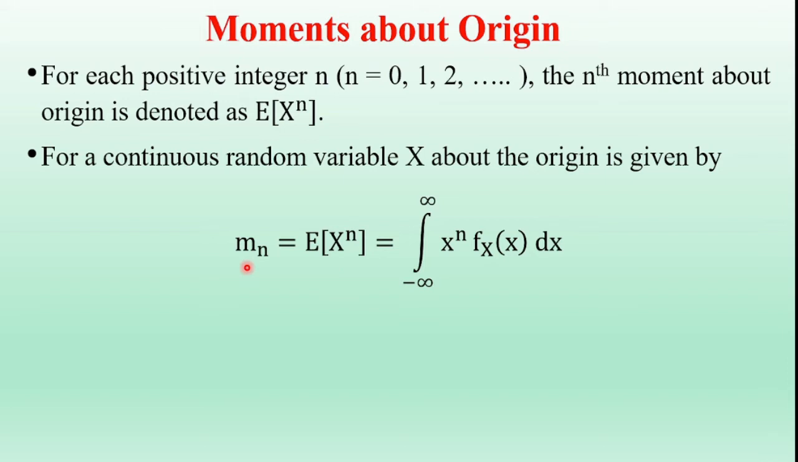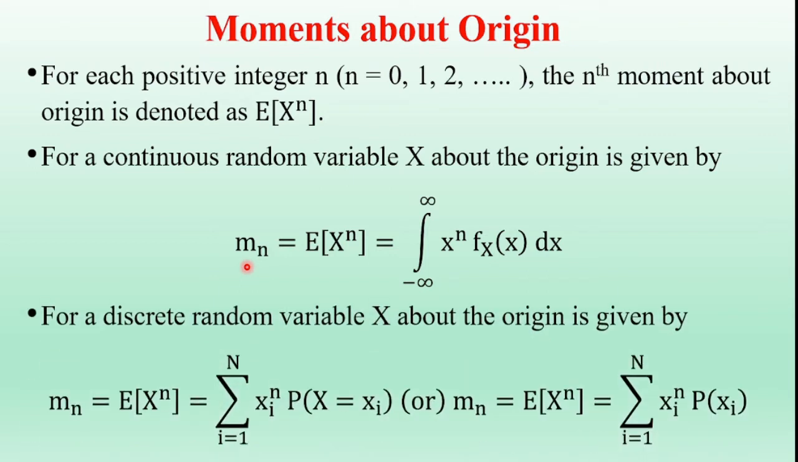For a discrete random variable, moment about the origin is defined as m suffix n or expectation of X power n is equal to sigma i equals 1 to capital N of x_i power n into probability of x_i. So x_i power n is the value of the random variable. So this is the equation for the discrete case and this is the equation for the continuous case of random variables.